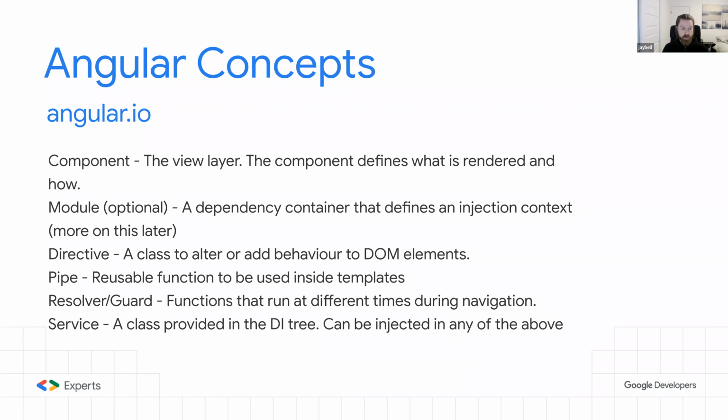And then services. These are reusable classes that exist within the dependency tree. So you could create a service for fetching your data from the server, or create a service for listening to a WebSocket, and then use that service throughout your application. And it can be injected into any of the above. Typically, you wouldn't inject things into ng modules, but you can inject it into any other Angular structure, for example.